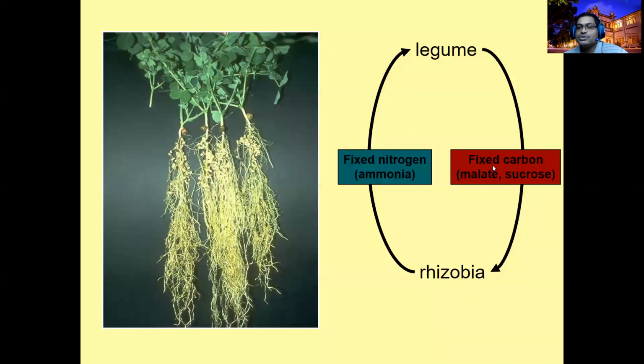Here the legumes, they are the plants. Legumes are giving the rhizobia, as I told you, photosynthetic products. Then rhizobia is giving the fixed nitrogen to the legume. This is the symbiotic relationship between the legumes and the rhizobium bacteria.